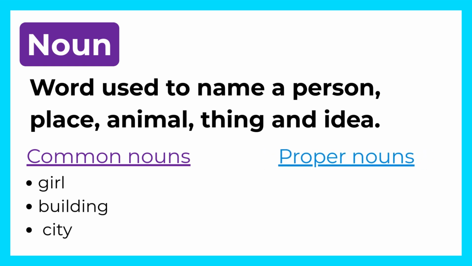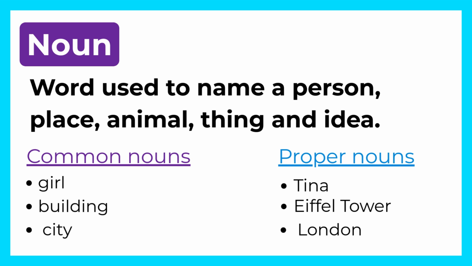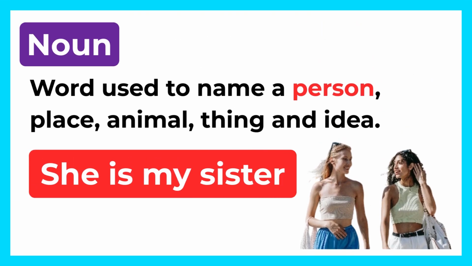Proper nouns refer to more specific things that are individual or unique. For example, Tina. This is the name of a girl. Eiffel Tower. This is the name of a building. London. This is the name of a city. Proper nouns begin with capital letters.